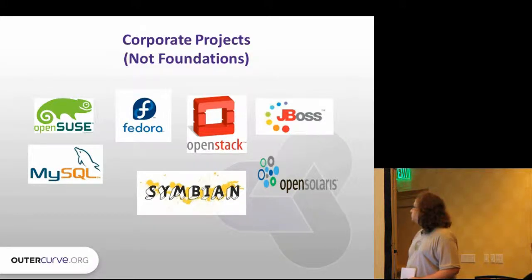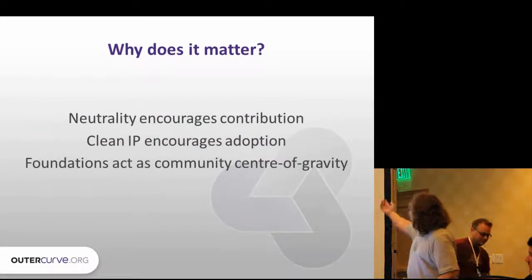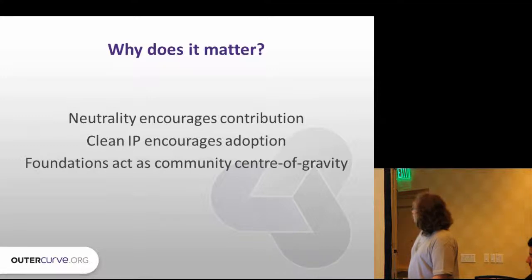So one of the advantages that we have as a neutral nonprofit is that it's not going to the benefit of a company in the end. I'm not saying Fedora is particularly bad. I mean, they do awesome work. It's just they are run by a company in the end, and sometimes other companies don't feel comfortable contributing in that case. As I mentioned, neutrality encourages contribution, and clean IP encourages adoption.